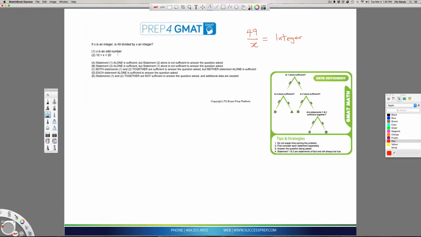So if we look at statement 1, in data sufficiency, we need to look at each statement separately. Statement 1 says that x is an odd number. Well, actually, before we start into that, one of the things you want to do is think about what number could actually give us an integer. With data sufficiency on the GMAT, you want to have an idea of what kinds of things will make the question work before you start the question. So if it's asking me if 49 divided by something will give me an integer, you want to ask yourself, what things divided into 49 will give me an integer?